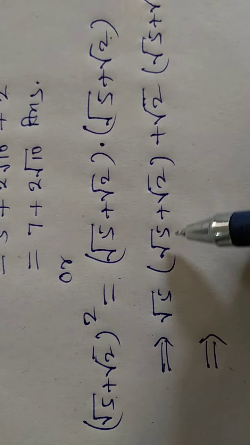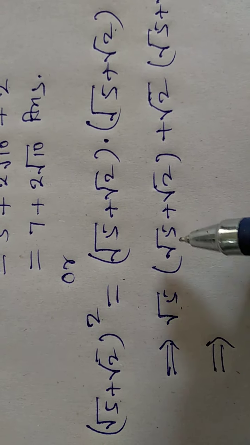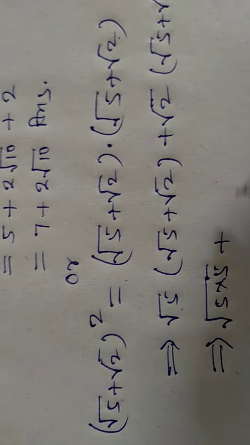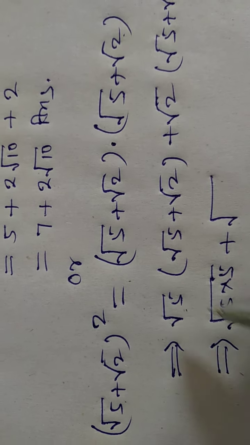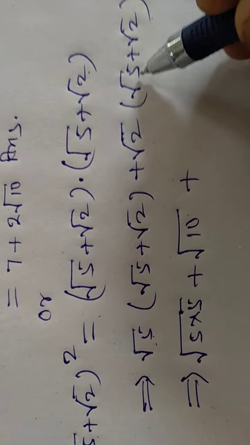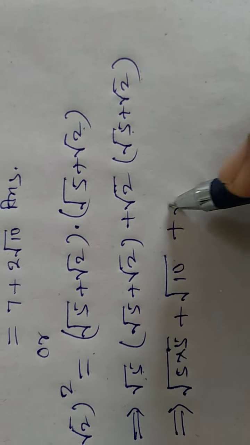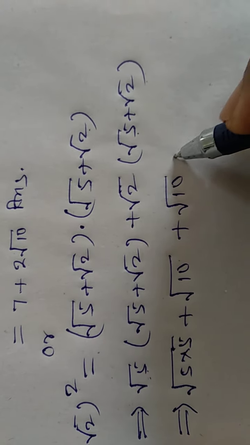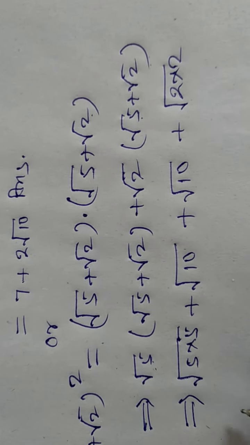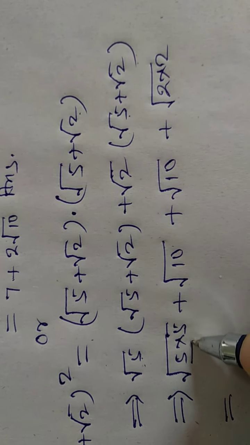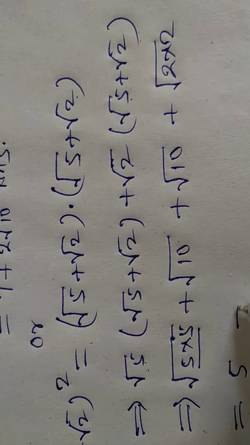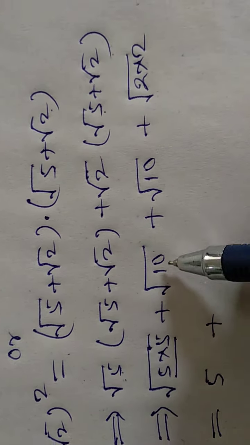By root over 5 you will multiply in this bracket: root over 5 into root over 5, that will be root over 5 into 5, plus root over 5 into 2, that is root over 10, plus root over 2 into root over 5, it will be root over 2 into 5, that is root over 10, plus this root over 2 into root over 2, that is root over 2 into 2. Since this 5 is in pair, you can take one 5 outside the root and its root will be removed. Plus root over 10, both are similar terms.